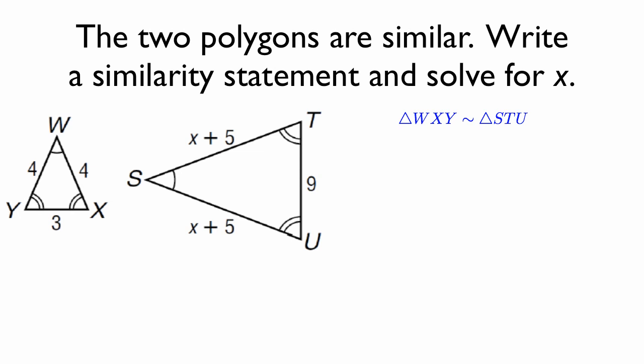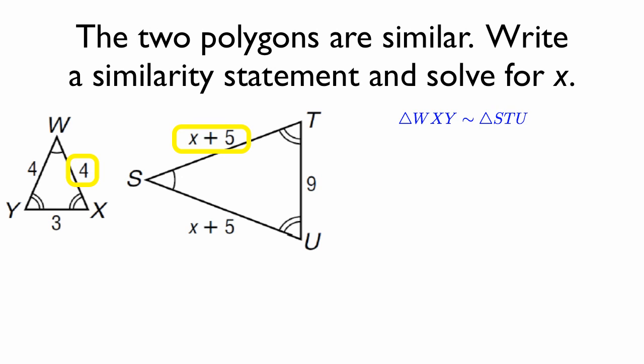Here we know that the polygons are similar. Write a similarity statement and solve for x. So here we know that triangle WXY would be similar to STU, and we want to solve for x. Well, since we have two isosceles triangles, we only really need to solve for one of the x's. ST is that length. ST corresponds with WX.